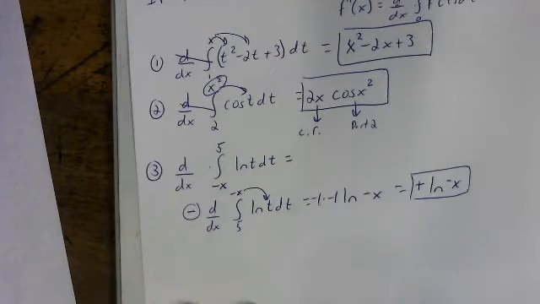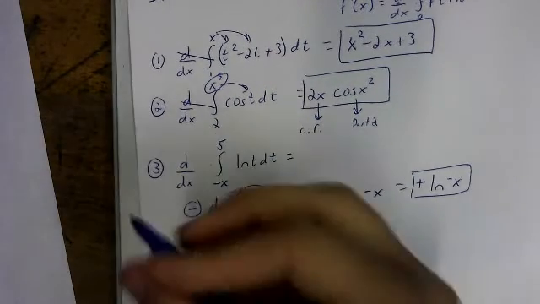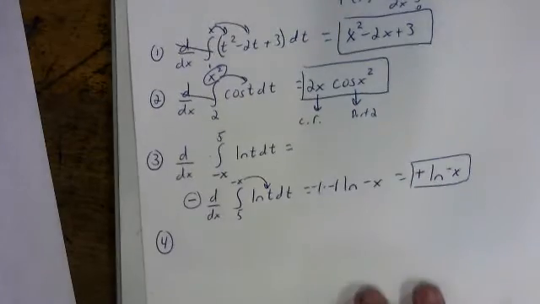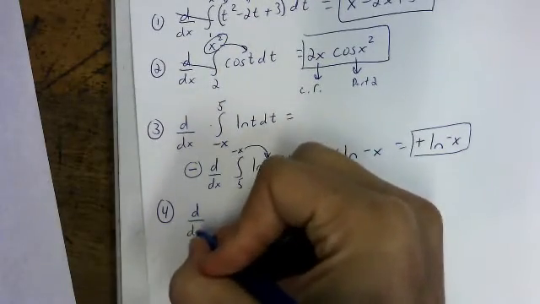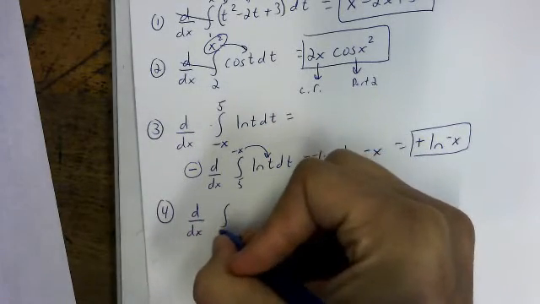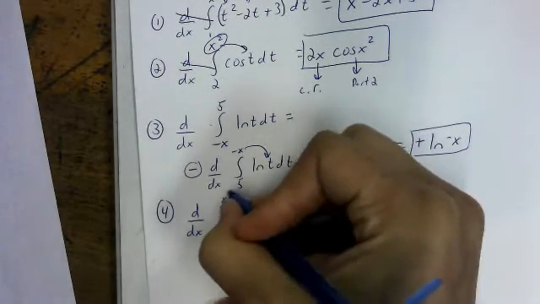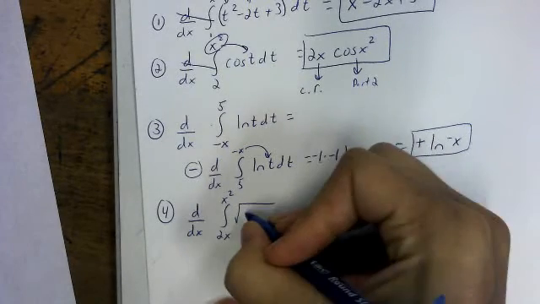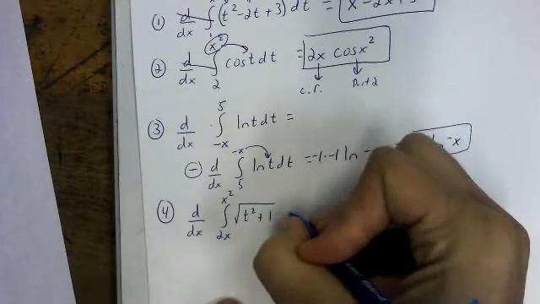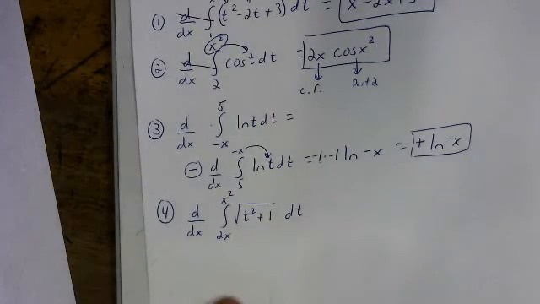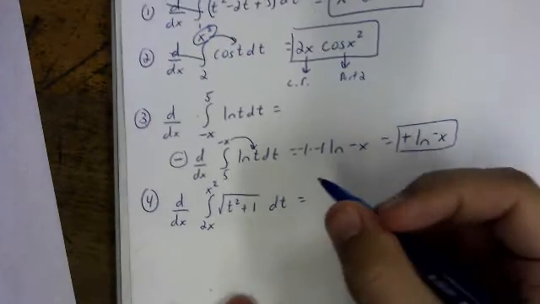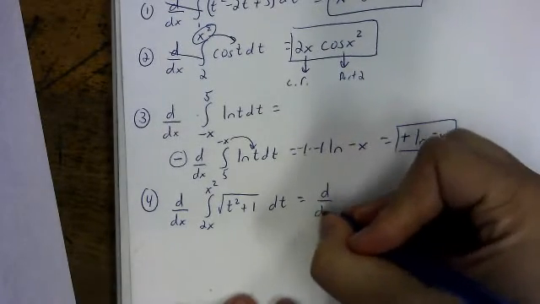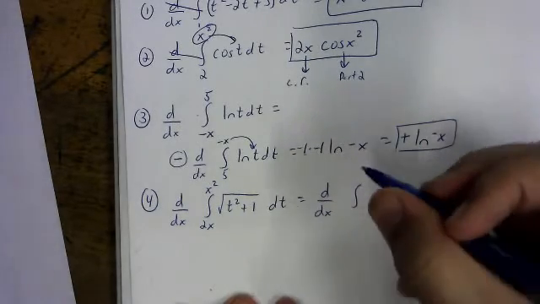So let's do the hardest one I can possibly imagine. Let's take the derivative from 2x to x squared of the square root of t squared plus 1 dt. There's no constant, so we have to make one. So we're going to take this and write it as two different problems. It does not matter what point you split it up at. But I'm going to do, let's say 1.